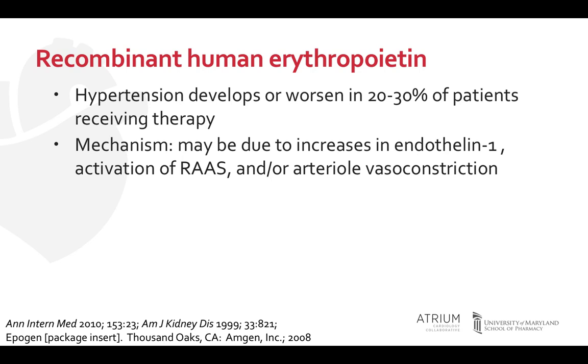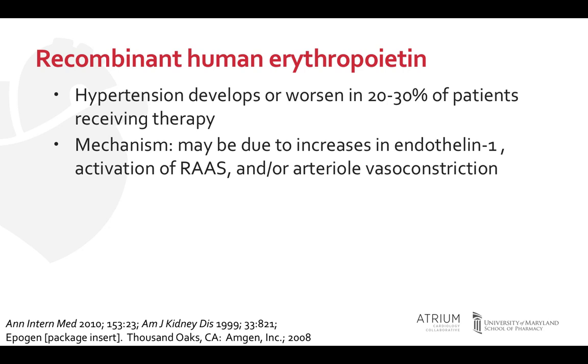Risk factors for developing hypertension with therapy, as I talked about already, include quick rises in hemoglobin. Patients who are on hemodialysis versus those who are getting continuous dialysis are going to be at higher risk for developing hypertension, continuous being our peritoneal dialysis patients. Patients with a family history of hypertension. There's also a dose-dependent response with the likelihood of developing increases in blood pressure.